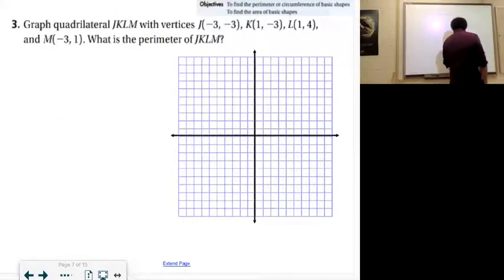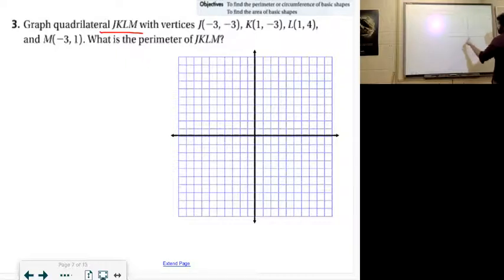Next example, asking us to graph quadrilateral JKLM. It gives us the vertices and the coordinate values for each one. So I'm just going to go through and plot my points. For J, it's -3, 3. So I'm going to go left 3, down 3. So this is point J.